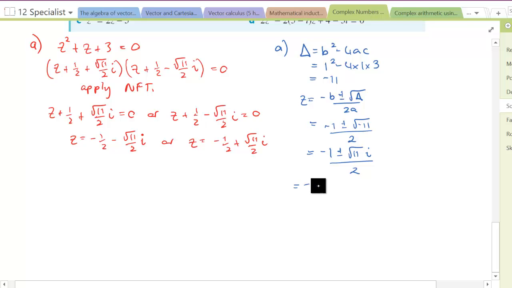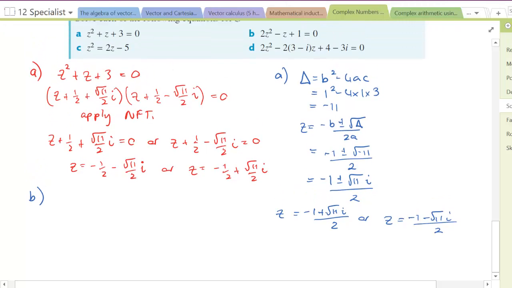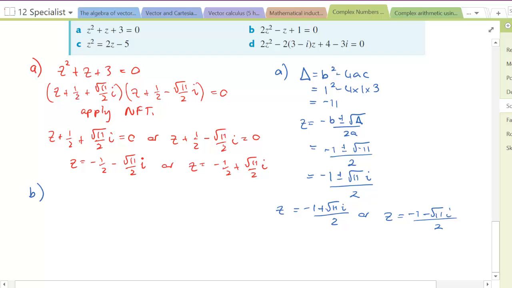We get negative 1 plus root 11i on 2, or z is equal to negative 1 take root 11i on 2. So we get the exact same answer. We can split those up to make them both on 2, but I think you'll find that approach much simpler. Even when we look at b, which was much more complex, it's the exact same approach.